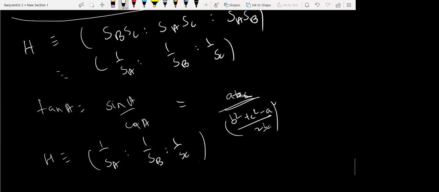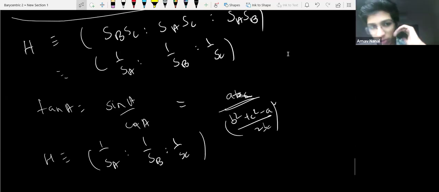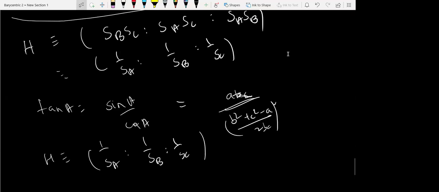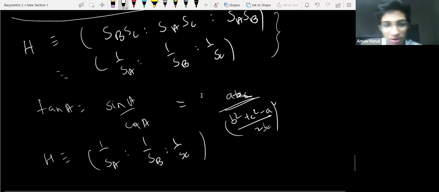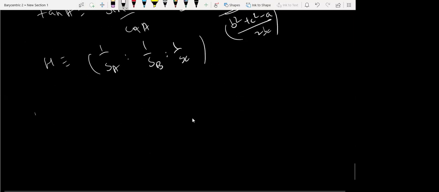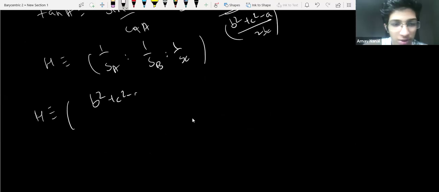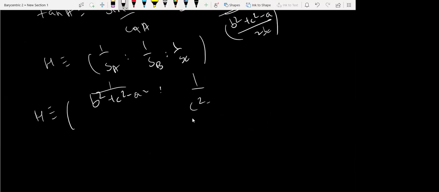Yes, but do all the old results we proved also hold in this Conway's notation? What do you mean hold results? Like the previous lines and circles. We are not introducing any new sort of chords. This is just notation. Yeah, you can just write H explicitly as 1 by b square plus c square minus a square is to 1 by c square plus a square minus b square, and so on. Yes, correct.